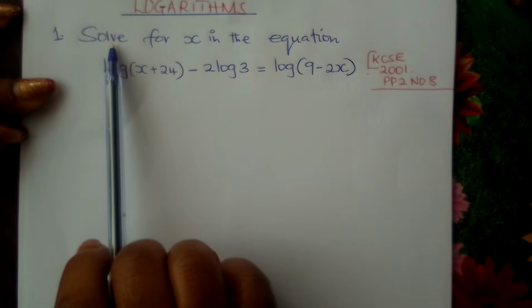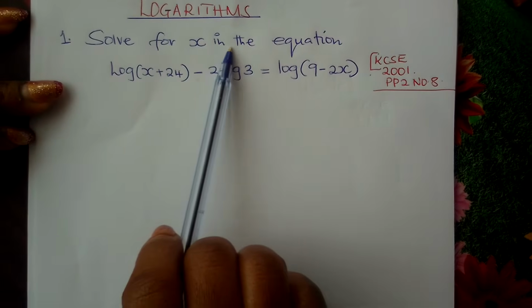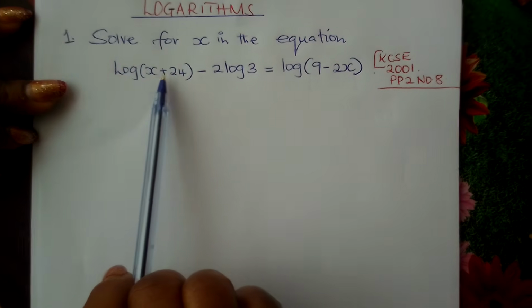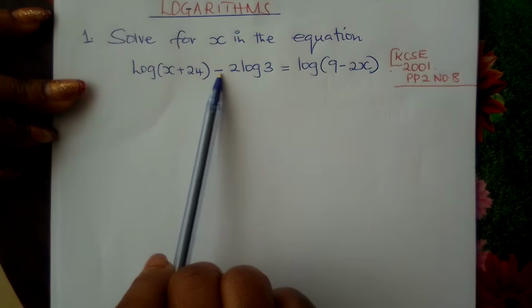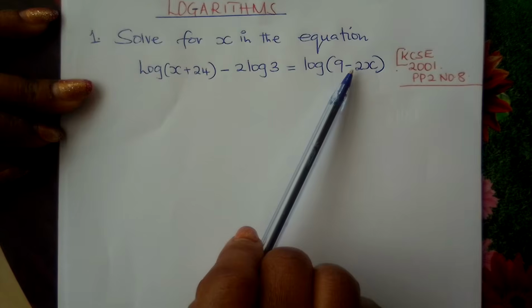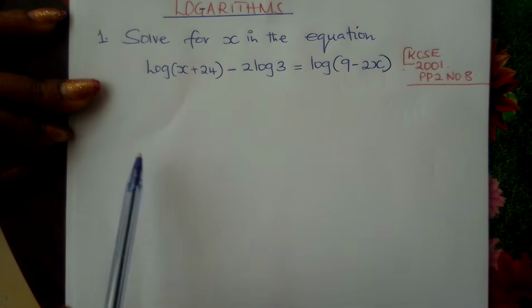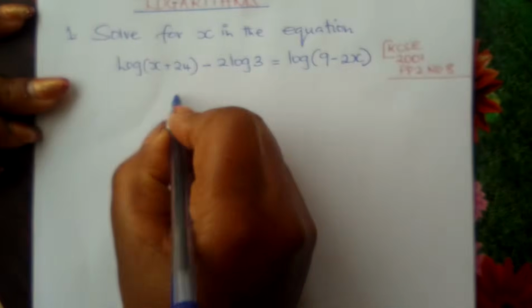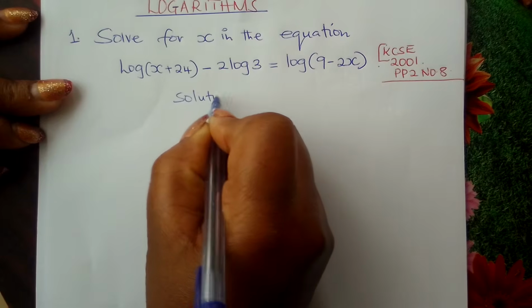We are told: solve for x in the equation log (x + 24) - 2 log 3 = log (9 - 2x). So how do you solve this? Solution, learner.